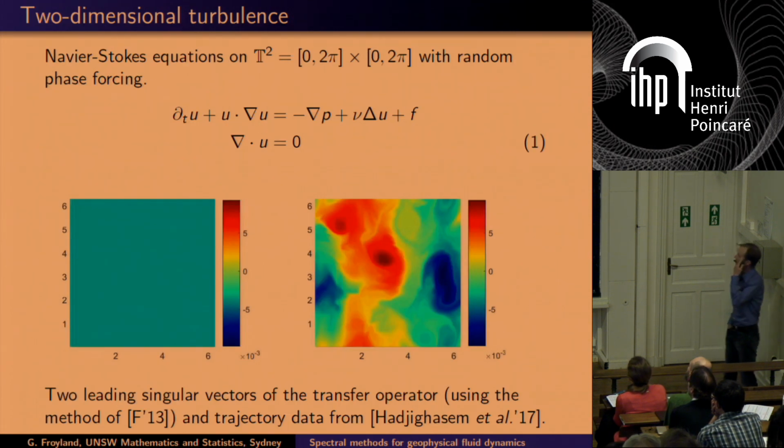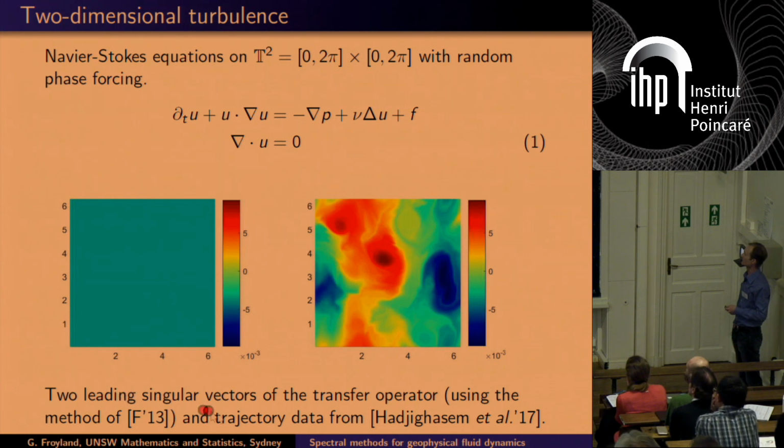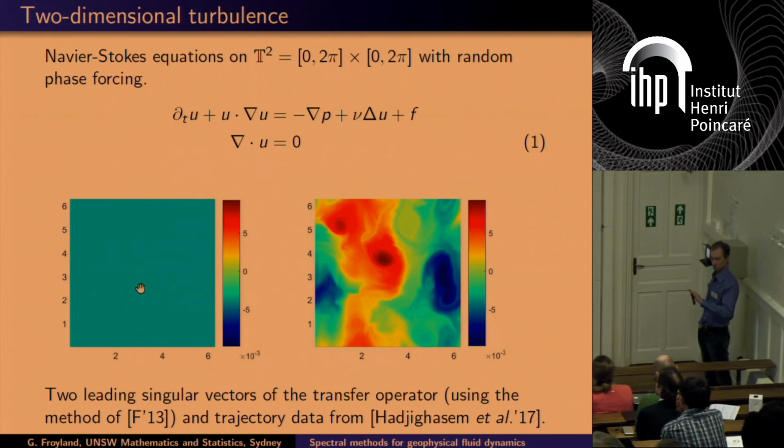Here's an example from 2D turbulence. This is Navier-Stokes on a 2-torus. Here I'm computing the 2 leading singular vectors of the transfer operator, so this is using the method from the first part of the talk. There are no boundaries, so the first eigenvector is constant, and this is the second eigenvector.